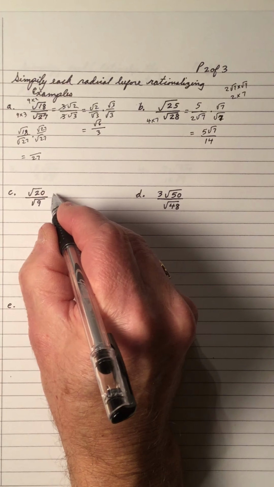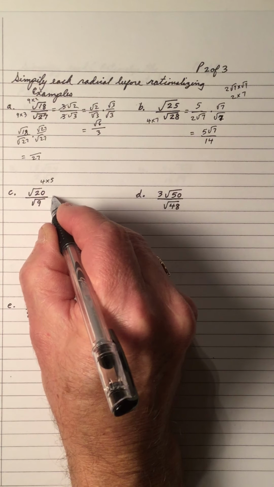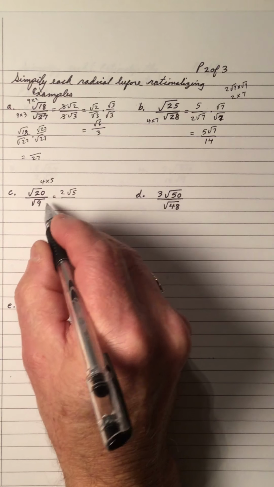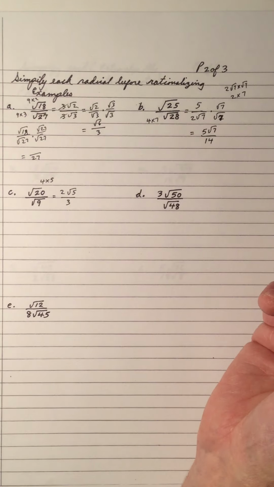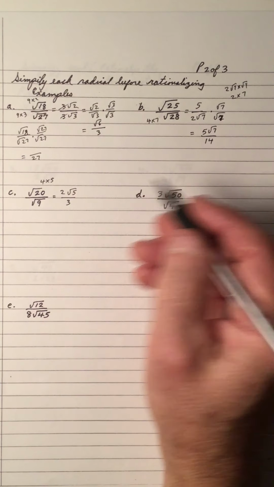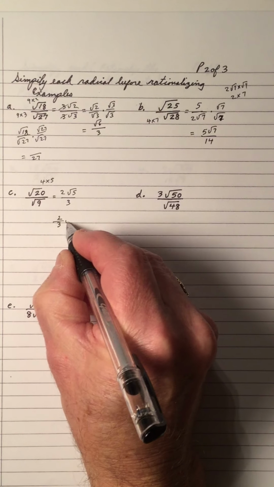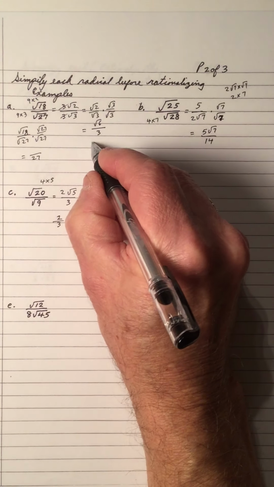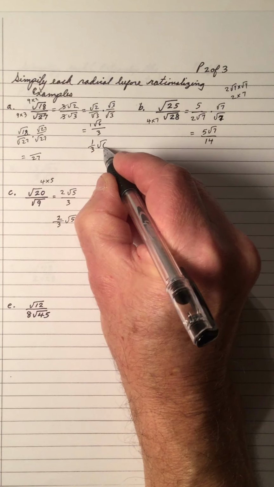C, we have root 20. Root 20 is 4 times 5, so that becomes 2 root 5. And the square root of 9 simplifies to a 3. That means your denominator is rationalized. So this is the answer. Or you could have 2 over 3 root 5. Your choice. Either way. You could have here, that's a 1, so this could be 1/3 root 6.